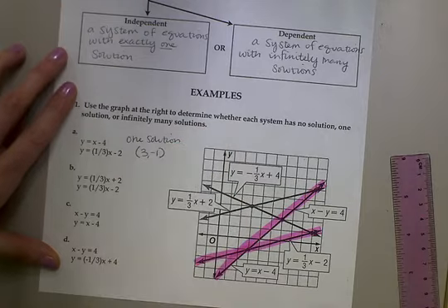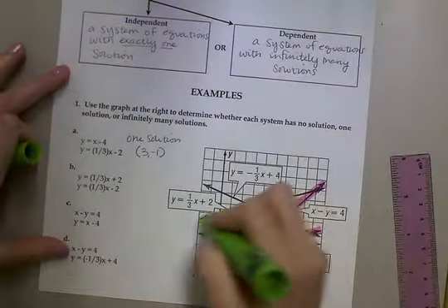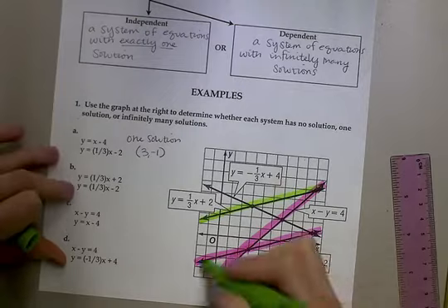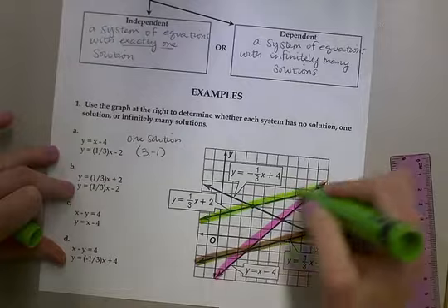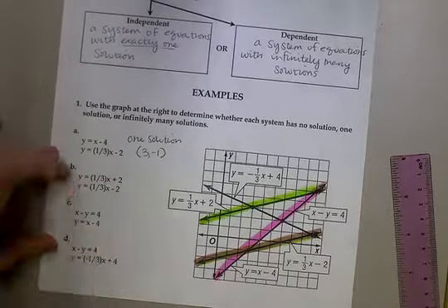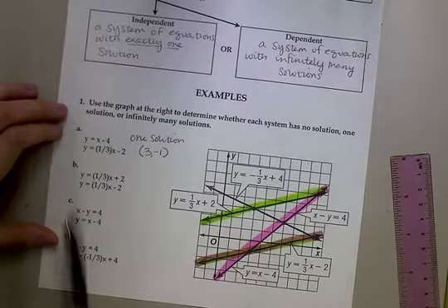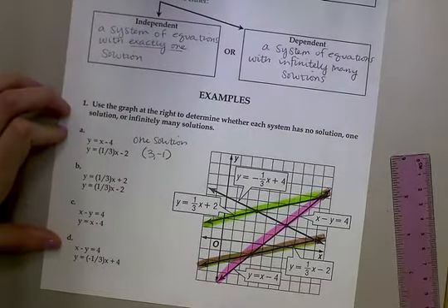Let's take a look at the second example. So we have y equals 1/3 x plus 2. This one here. And y equals 1/3 x minus 2. Well, that's just this one down here. So we're looking at these two, and they appear to be parallel. And if we look at the equations, they're already in slope-intercept form, and their slope is 1/3 for both of them, so we know that they're parallel. So in the case of parallel lines, we know there is no solution. Since they will not cross, there will be no points in common.